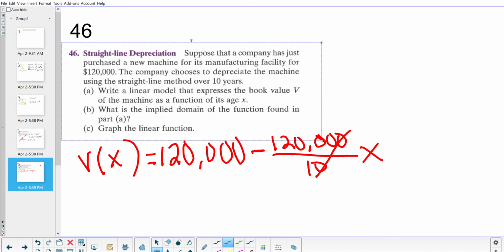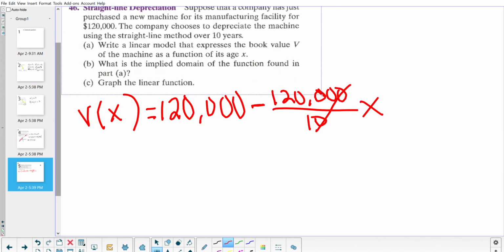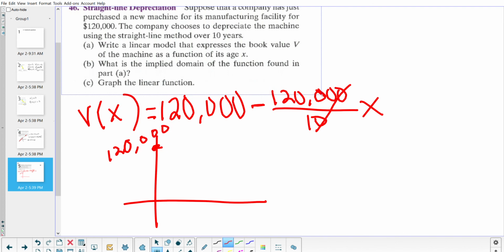Again, let's draw a sketch of this. If it starts at 120,000, that's the y-intercept. This time we have a negative slope, so it's going to cross the x-axis somewhere. Where is it going to cross? Because that's our domain. x must be greater than 0, and it must be less than whatever this number is, because after that point we end up at a negative value for the machine. So how do we find the x-intercept?